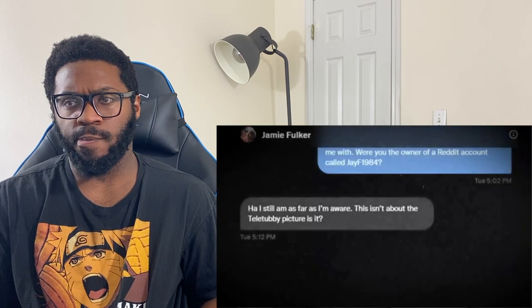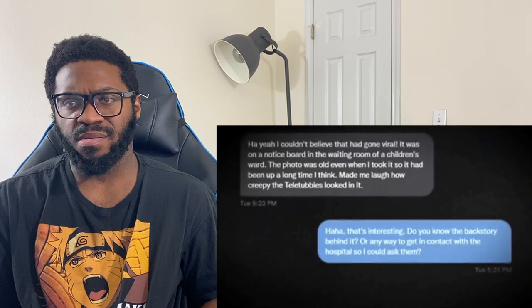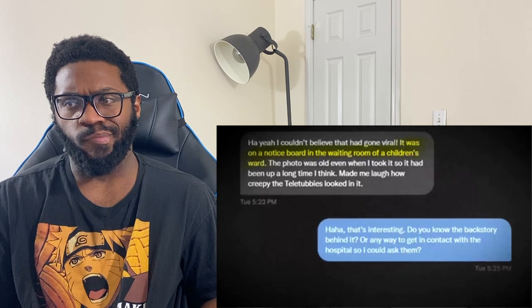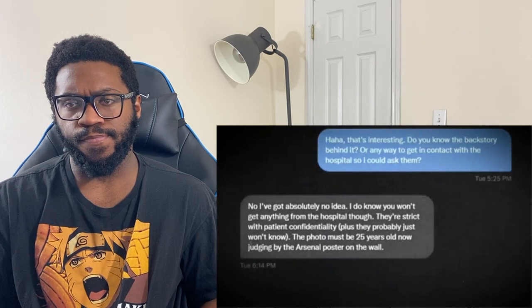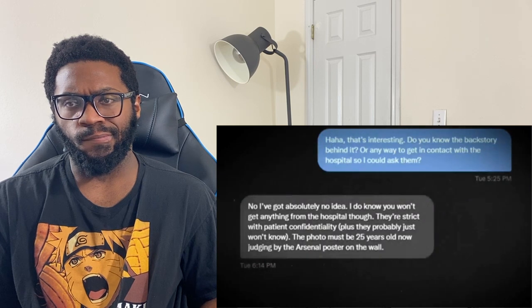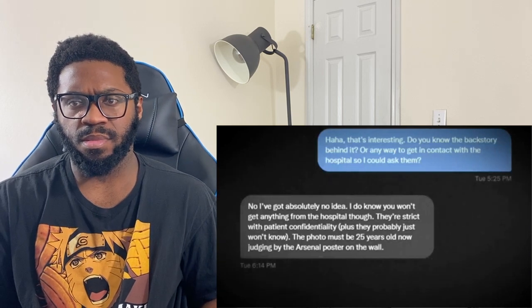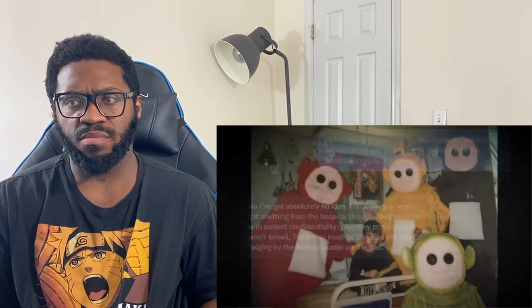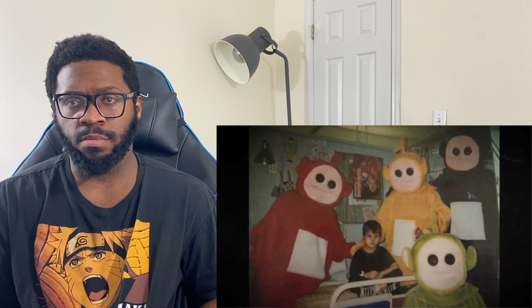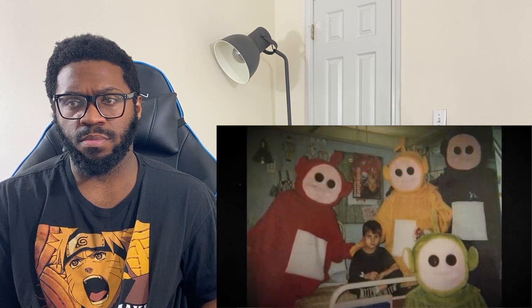When Scare Theater, a YouTuber, messaged him about the Teletubbies image, he replied that he had seen the image on the notice board in a children's hospital waiting area. Jay regrettably replies that he didn't know any further details regarding the image when he was pressed. He said that owing to the hospital's rigorous patient confidentiality policies, he wouldn't be able to get in touch with them easily. Beyond this, it's difficult to uncover any more information regarding this image.